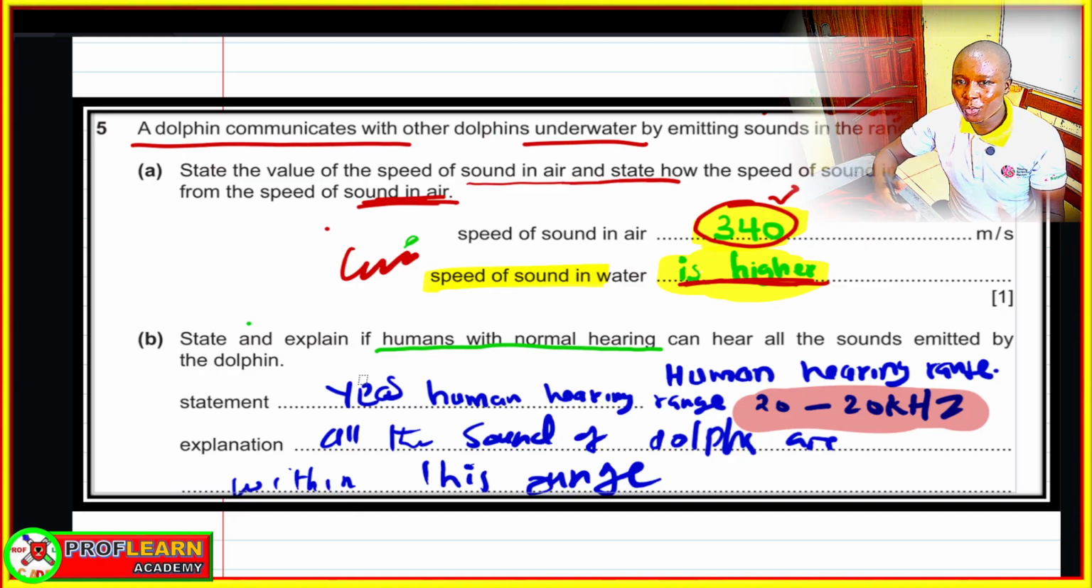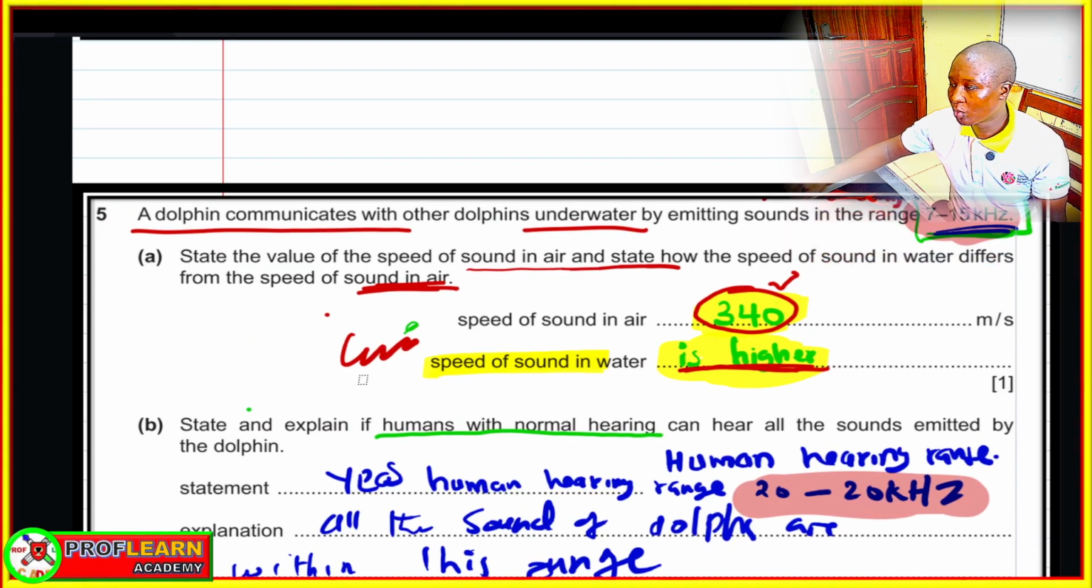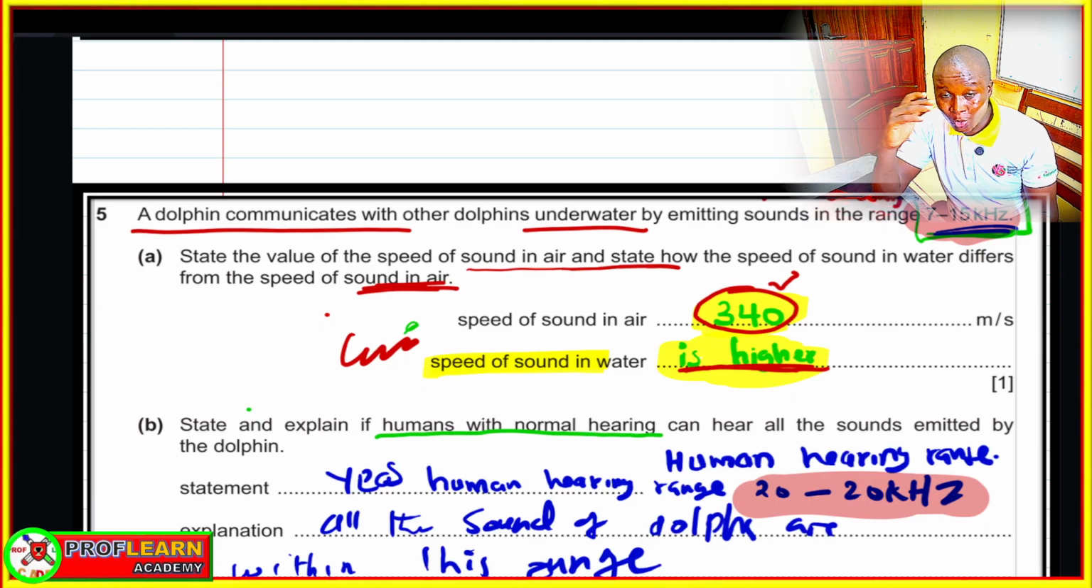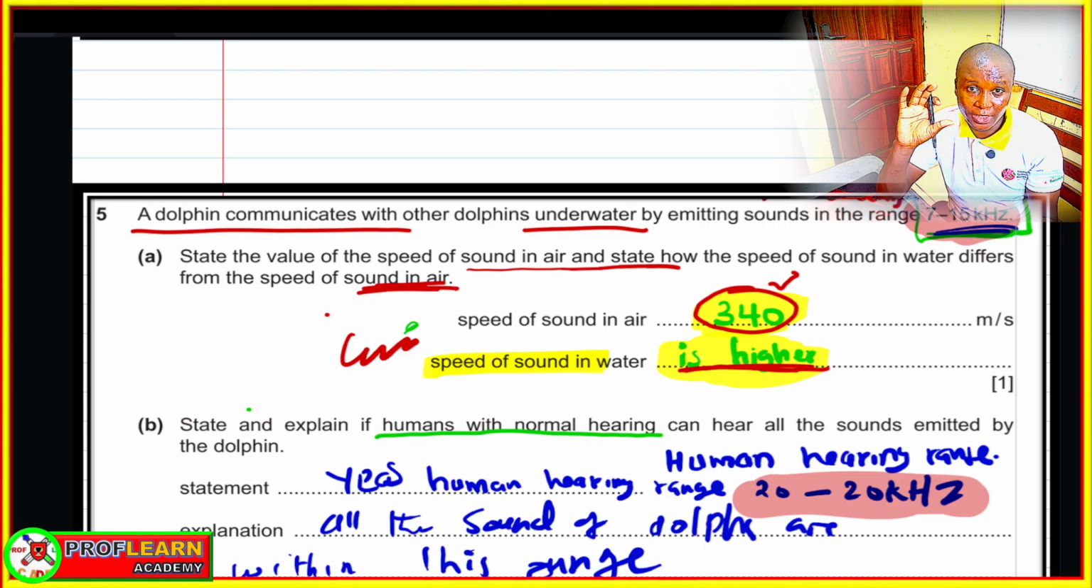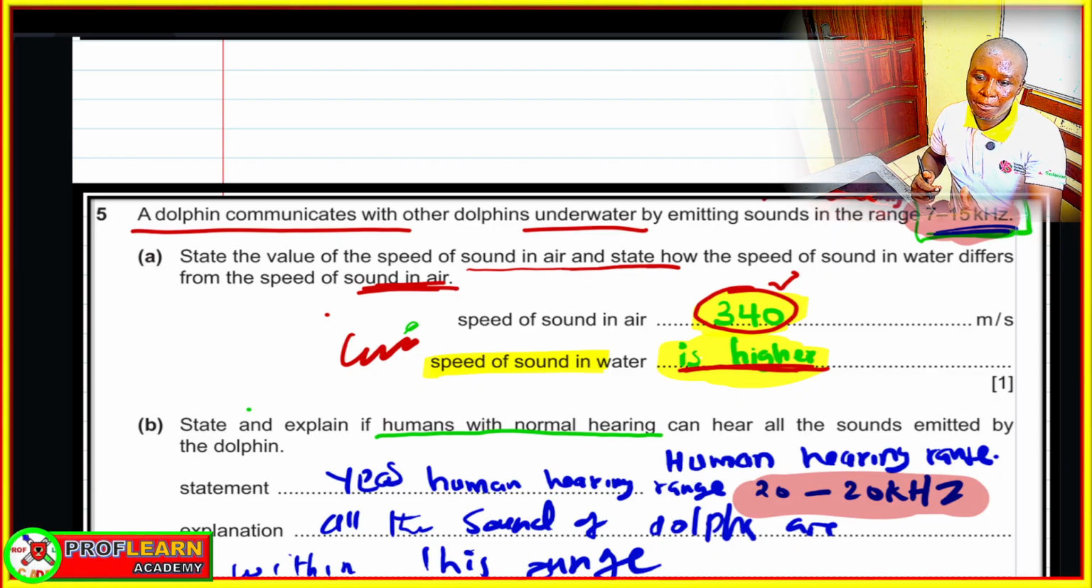Then we look at a situation whereby students were asked about the human hearing range. Students were supposed to remember that the human hearing range is approximately 20 to 20,000 hertz. What a normal person can perceive is a sound of frequency between 20 and 20,000 hertz. Anything below 20 hertz is called infrasound, and you cannot hear it. Anything above 20,000 hertz is ultrasonic sound, and you cannot hear it.